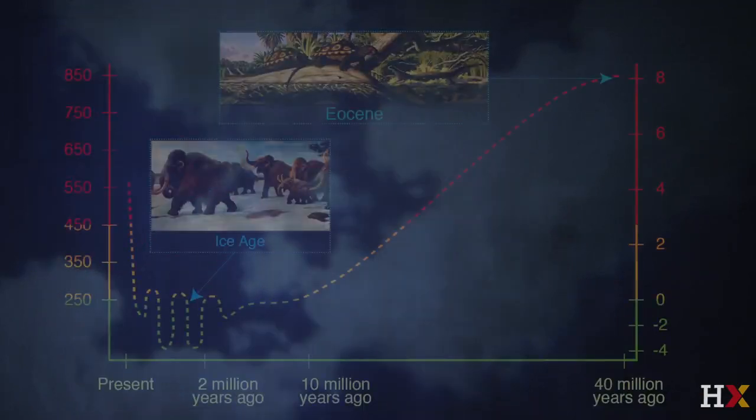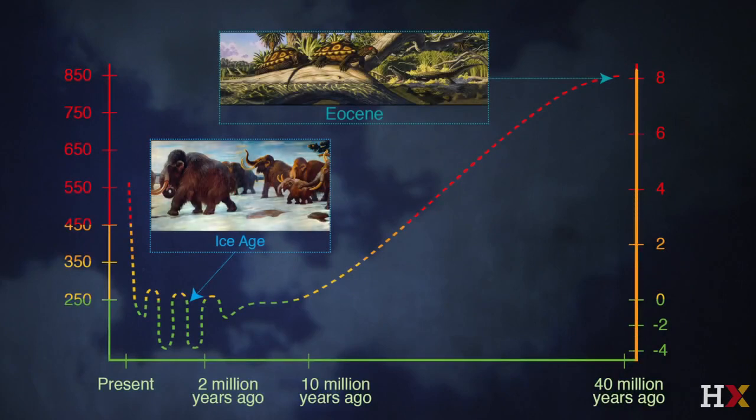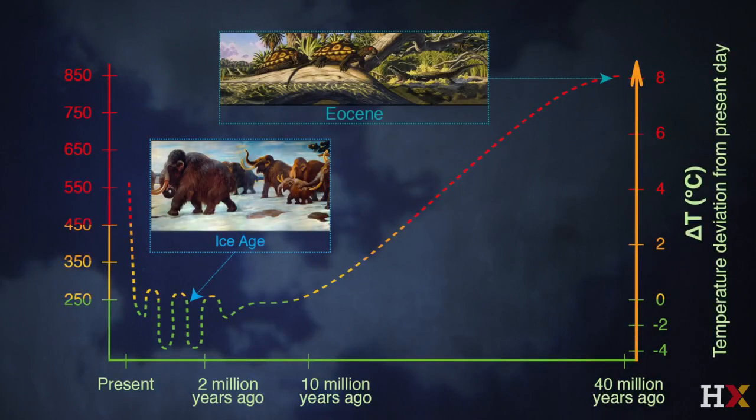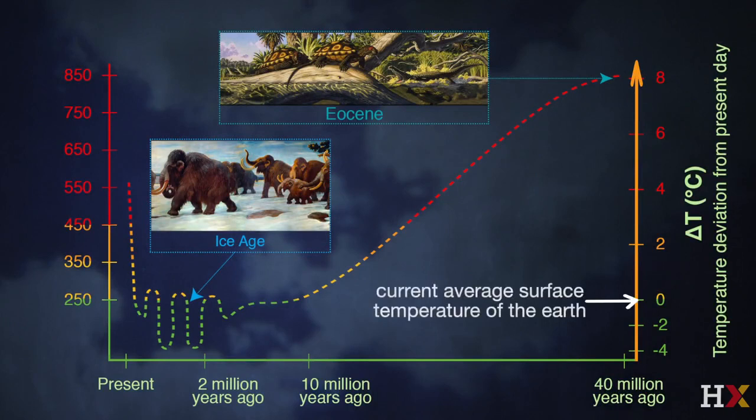So we want to look at the link between carbon dioxide and surface temperature. And to do this, we want to go back in time. So on this vertical axis, let's plot temperature. And in particular, let's pin 0 to be the current average surface temperature of the Earth. On the other vertical axis, let's plot carbon dioxide, CO2.